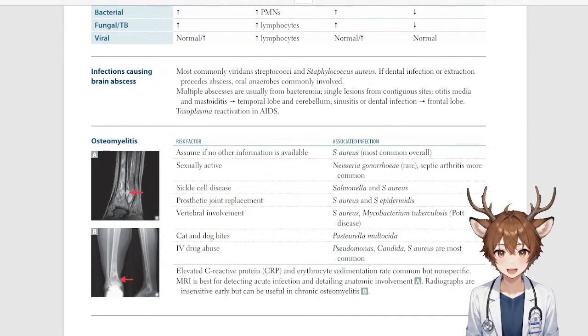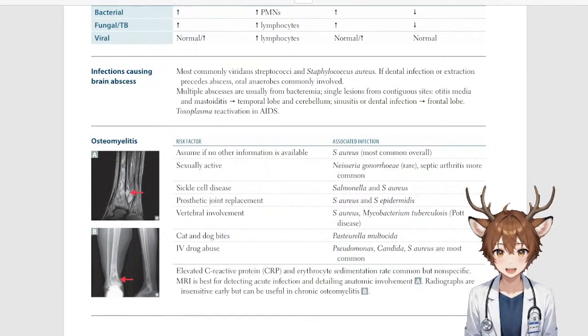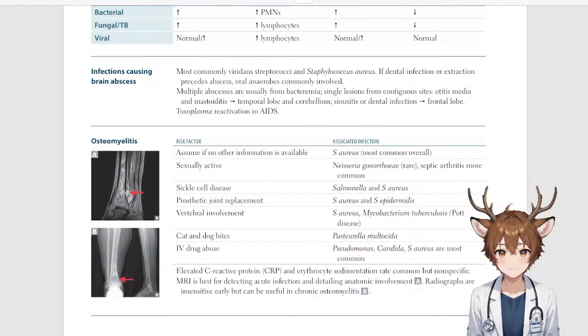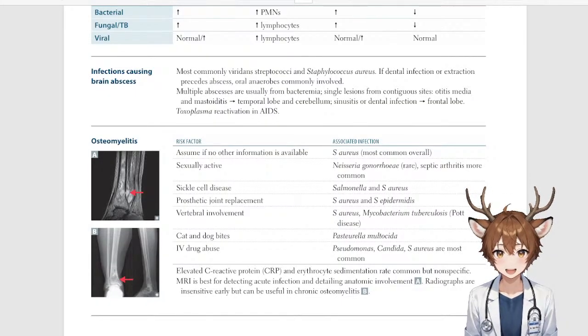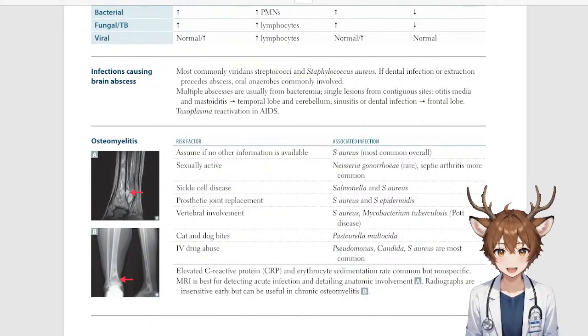Okay, I got it now. Multiple abscesses are usually from bacteremia, single lesion from contiguous sites, otitis media and mastoiditis going to the temporal lobe and cerebellum, while sinusitis or dental infection will go to the frontal lobe. Okay. Toxoplasma reactivation in AIDS.